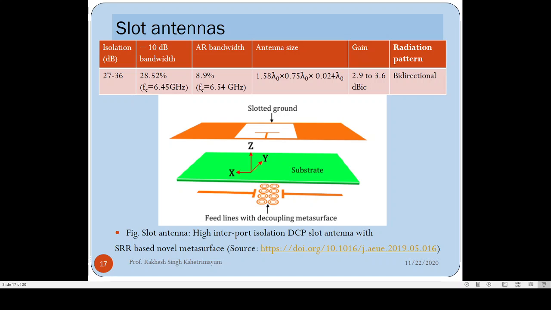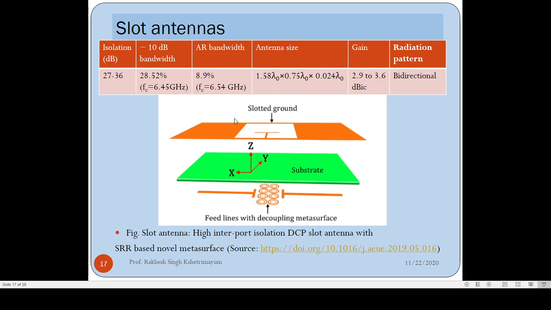So in order to reduce the interference, we need to have a very high isolation between the ports, the transmitting port and the receiving port. So we put this metasurface to increase the isolation, and after application of this metasurface, what we have observed is isolation of almost 20 to 36 dB. Usually, until and unless you apply any kind of technique, this isolation will not be so good. So after applying the metasurface, we have a very good isolation, around 27 to 36 dB.